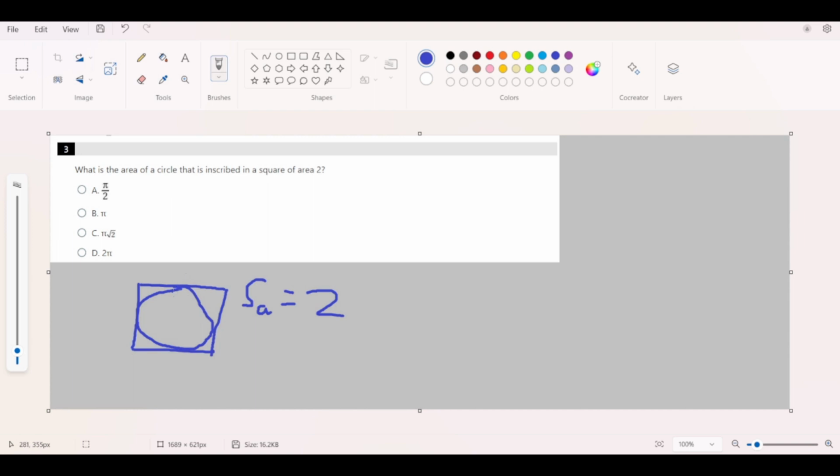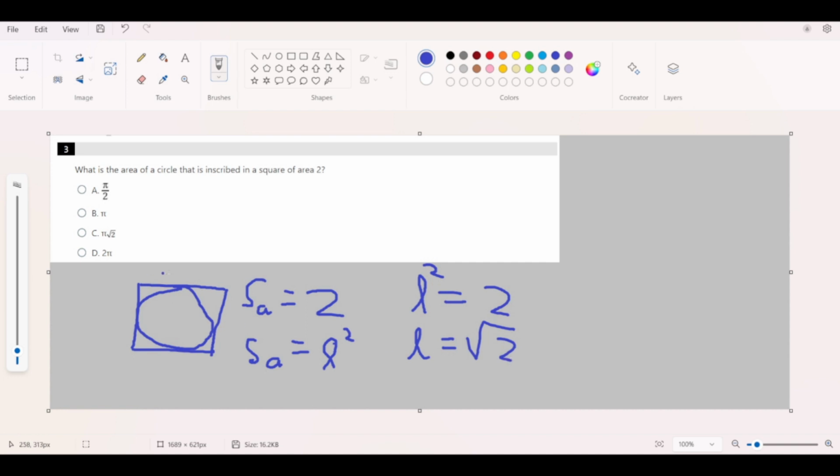Well, what's something that we know about a square? A square has the same length and width on both sides. All 4 sides of a square are equal. So that means that our square's area is going to be equal to our length squared. Well, we can plug these into each other because they both are equal to the area of the square. So our length squared is equal to 2, which means our length equals the square root of 2.